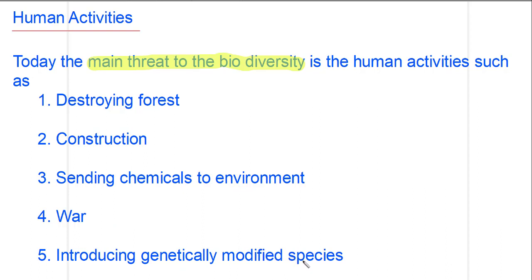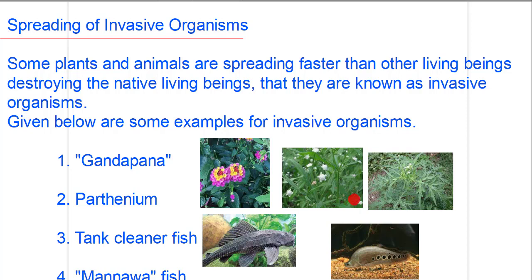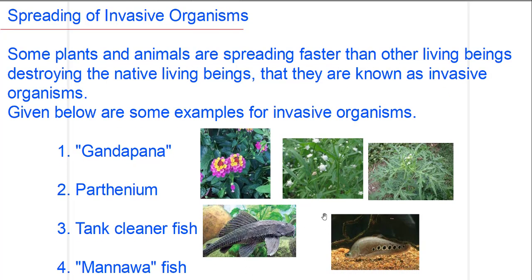And I explained the genetically modified species. I told you about the flies, because actually it is very difficult to catch them, right? The mosquitoes are difficult to kill, right? And they are genetically modified and introduced. And invasive species, I explained them, right? They are spreading, coming from other countries, like the Gandapana or Lantana, and the Parthenium, and the tank cleaner fish, and the Mannava fish, like things. They are spreading in the environment, children, damaging the other species.